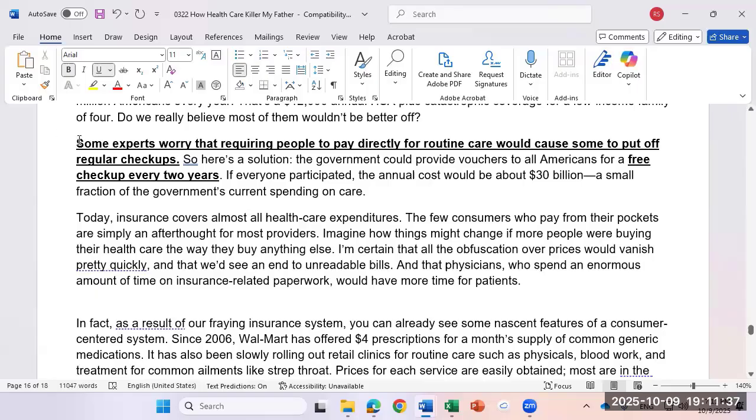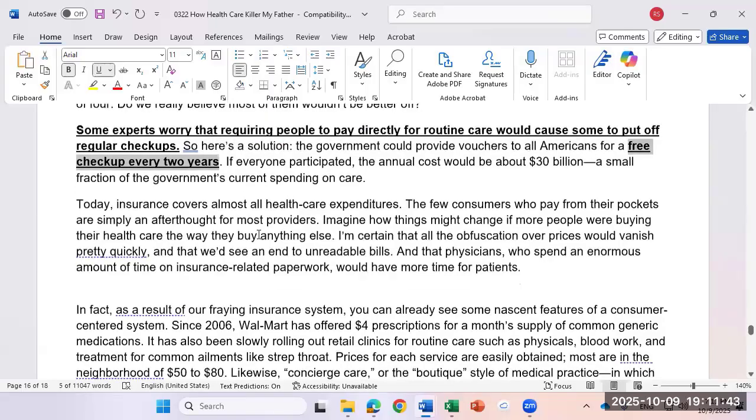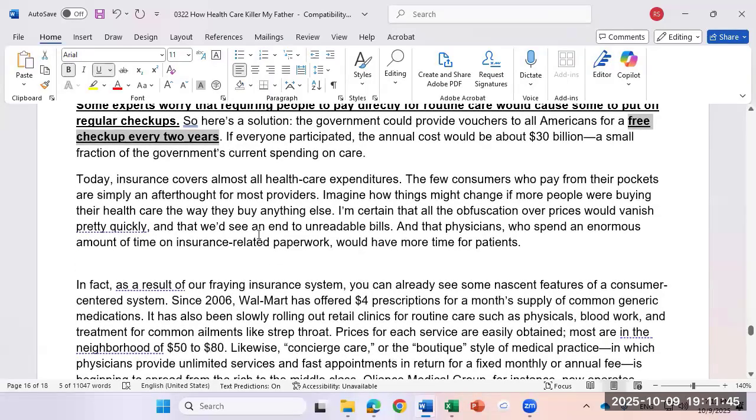This is the part I really disagree with him on. He uses this word free. I don't like the word free. There's no such thing as free. If you say free checkups, what you really mean is that doctors and nurses are going to volunteer their time. Is that going to happen? That's not going to happen. Is it free? No, what he's saying is taxpayers are going to pay for it. So I have some problems with this.